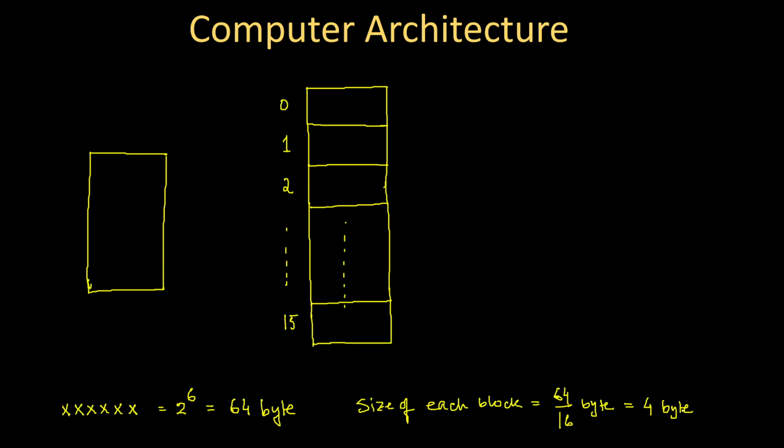That means each and every block can be considered as containing 4 memory locations. This is for block 0, this is for block 1. Maybe this is not much clear because of the color, so let's make it with some contrast, for example, this one.